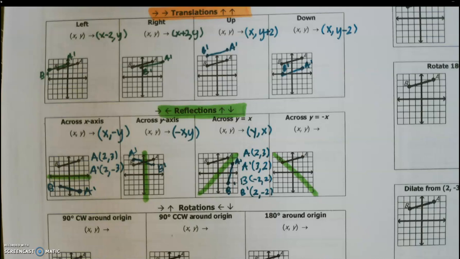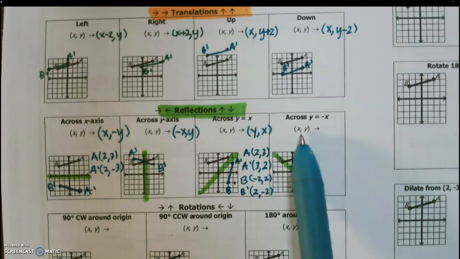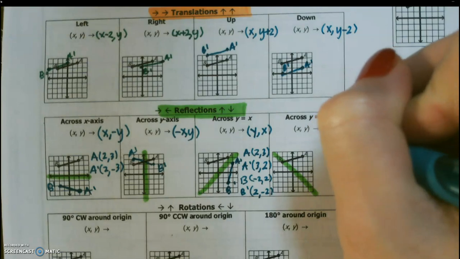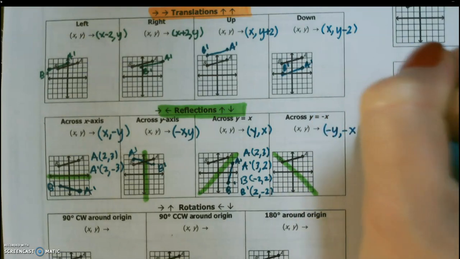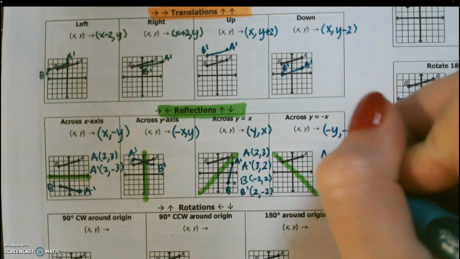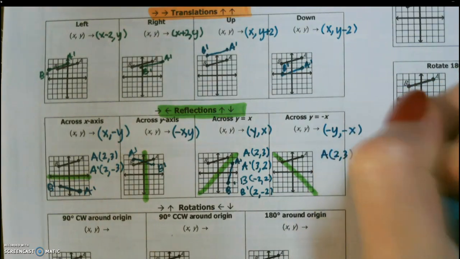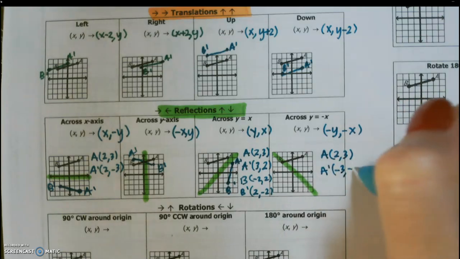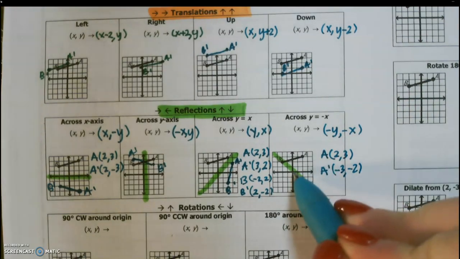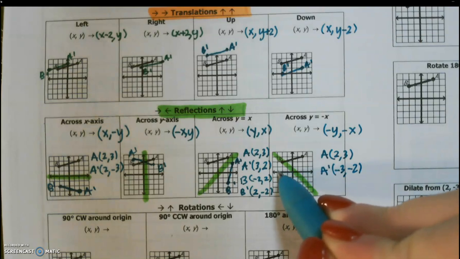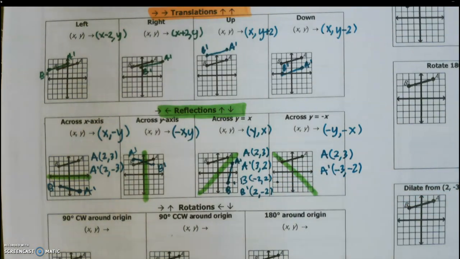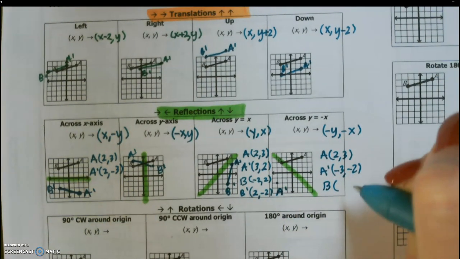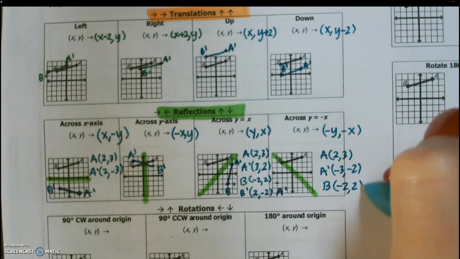Okay, now this rule, you're still swapping locations, but you are also swapping signs. So it's going to become negative y, negative x. So A is originally at 2, 3. So A prime is going to be at negative 3, negative 2. So negative 3, negative 2, giving you A prime.